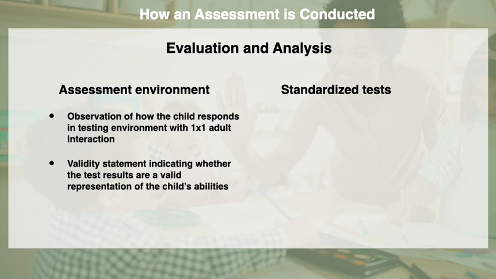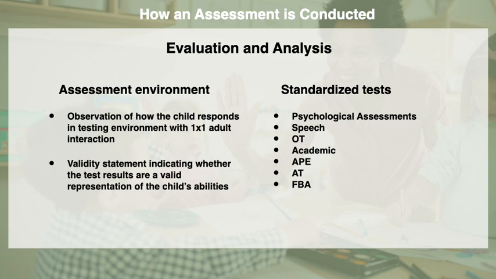And then standardized tests. This is really dependent on the unique needs of your child. So psychological assessments will pretty much happen across the board, but speech, OT, APE, with APE being adaptive physical education and OT being occupational therapy, assistive technology, and a functional behavior assessment, those are really dependent on the concerns that were outlined either by you as a parent or by the school team.